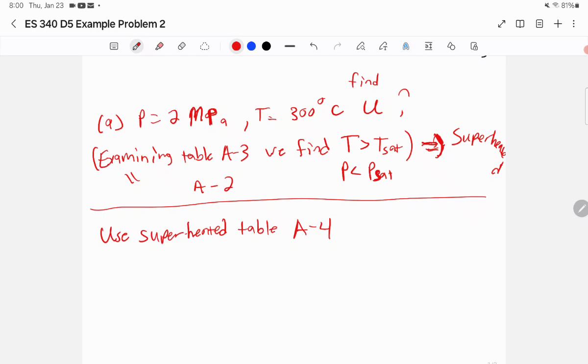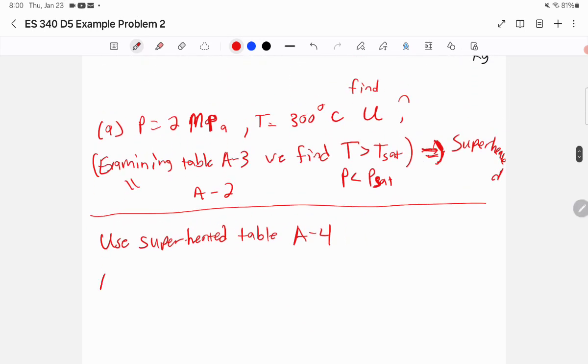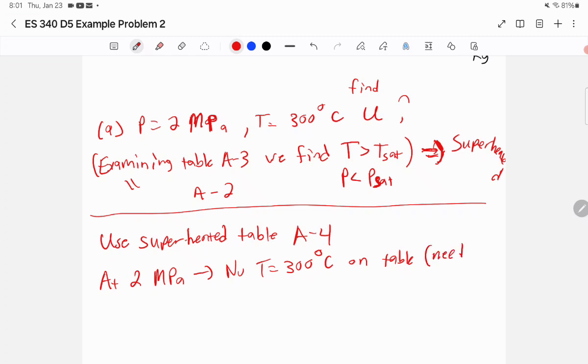A4. Now, I'm not going to actually pull up the table. I'm going to let you go and examine this. But if we go here, what we're going to find is that we have specific values at the pressure of 2 megapascals. What we find is that there is no T equal to 300 degrees Celsius on the table. So we need to interpolate.